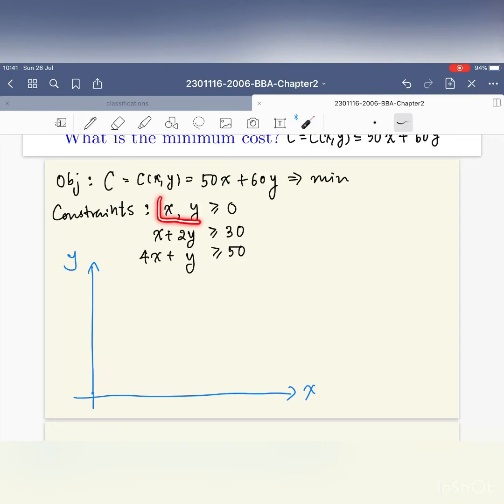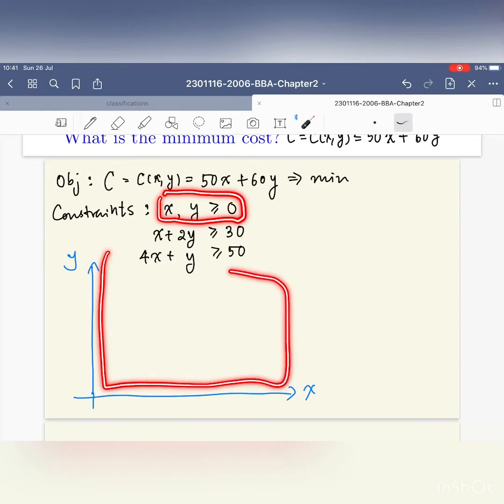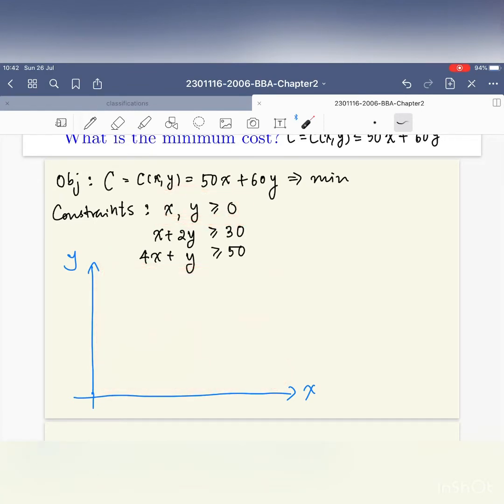Now this one indicates that you are going to consider only the first quadrant, right? Only in this area. And then if your y is 0, your x is 30. So let me see, 30 is somewhere here. If your x is 0, your y is 30 over 2, which is 15. So it will be somewhere right there. So here we are. Okay.